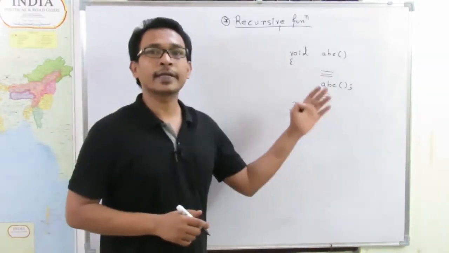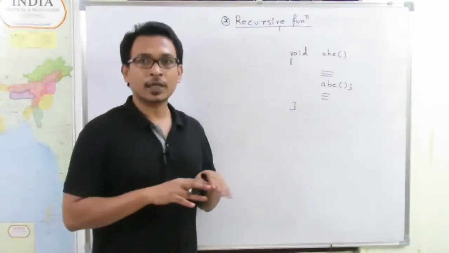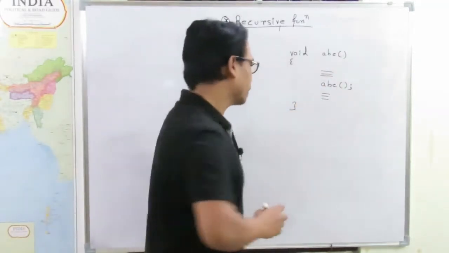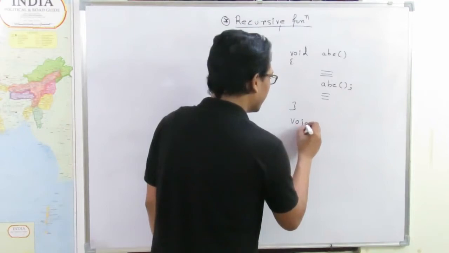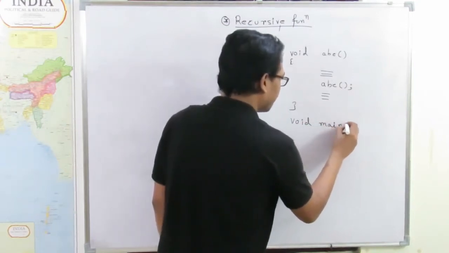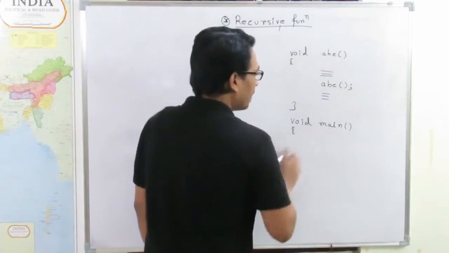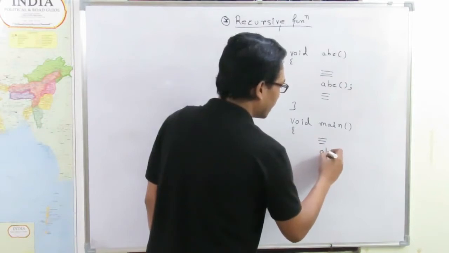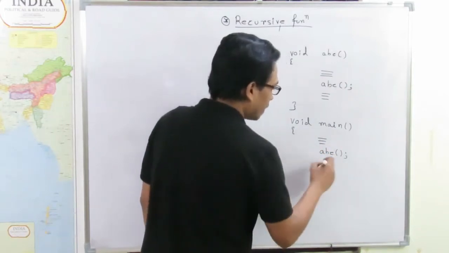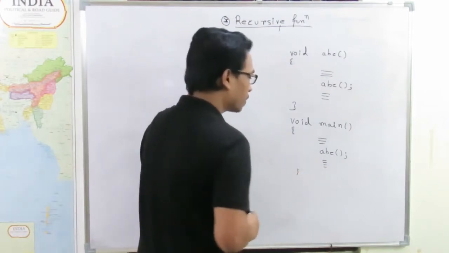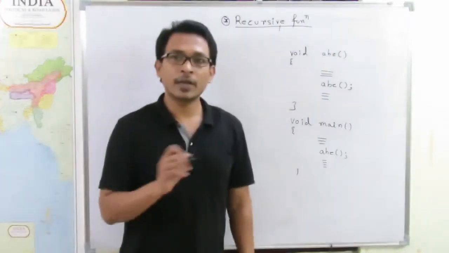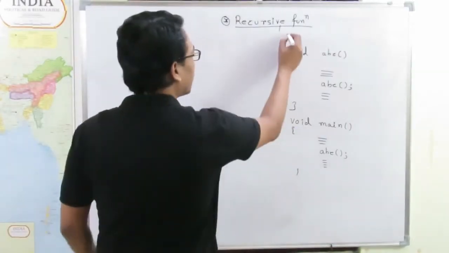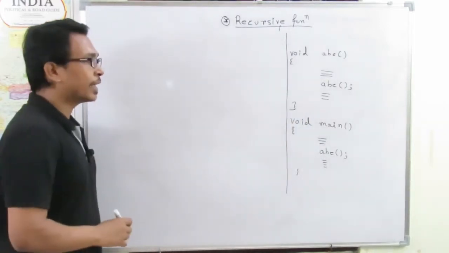Now we need to call the recursive function from our entry point function, otherwise control will not come to this particular abc function. Clear? So this is our entry point function, that is void main, and inside the main function also we can have some other instructions, and after that we call the function abc, and after abc also there is a possibilities to have some other instructions. So we write all those parts by just dotted line. Clear?